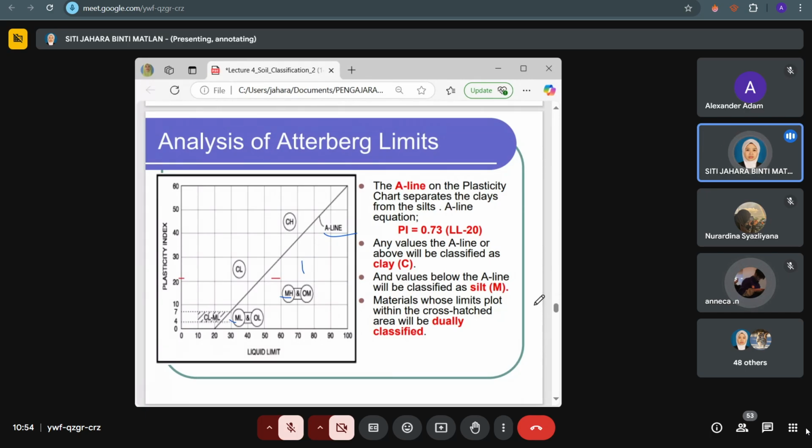So other than that, the cross hatch region such as CL-ML is a dual classification, which has a boundary between clay and silty soil. So this analysis supports the soil identification in the USCS system. USCS means the Unified Soil Classification System.